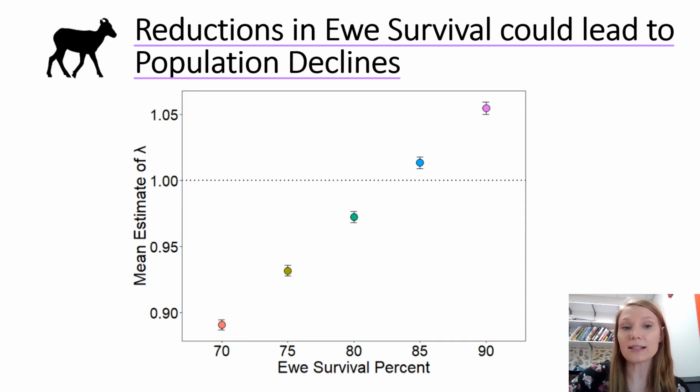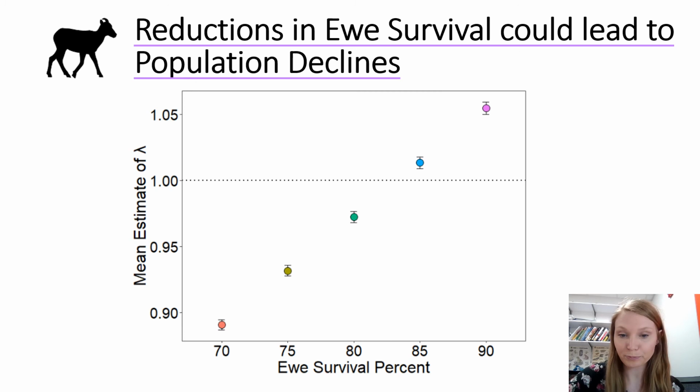And we can see this here again, that reductions in ewe survival could lead to population decline. So our model was showing a 90% average survival rate for these ewes. And we can see that if that survival rate declines, we might expect that population to decline as well. So at its 85% survival rate, we see that the population is nearly stabilizing, so almost at that 1 lambda value. And when the vital rate for lamb survival decreases to 80%, we see that that population would also decline over time.